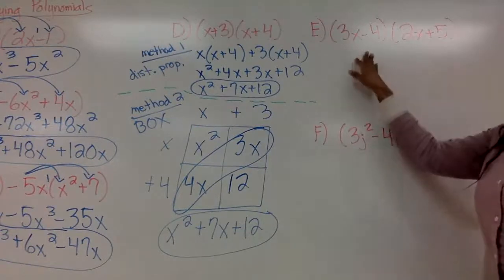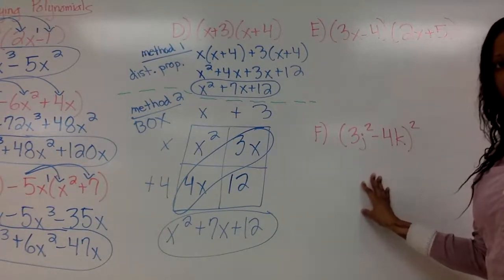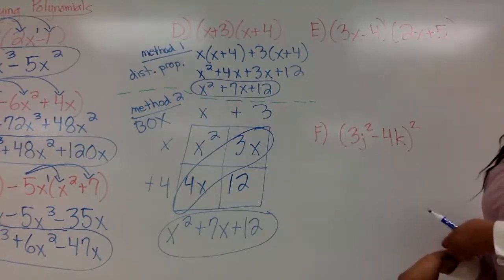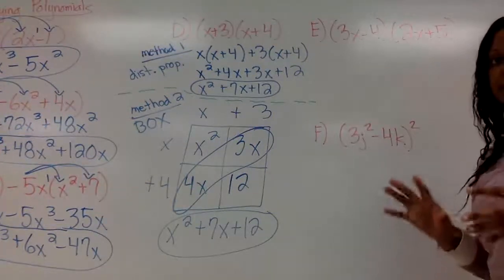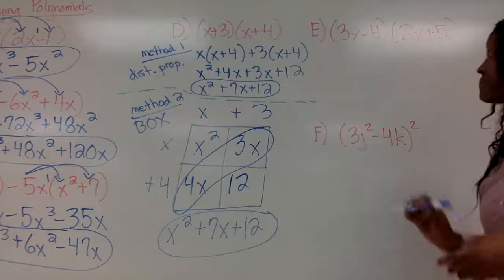All right, let's take a look at E and F. So we're going to do either the distributive property or box method for E and F. I'm going to do one of them using the distributive property, and then the other I'll do with the box method. It doesn't matter which way you like to do it. They're going to give us the same answer.